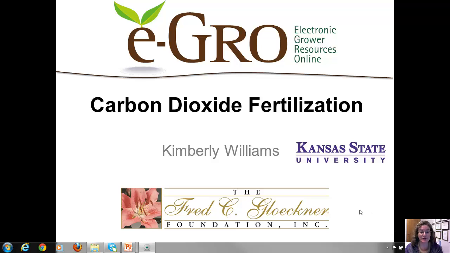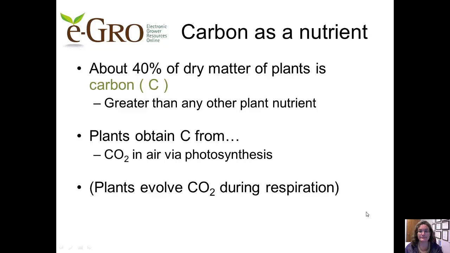Carbon dioxide fertilization. We don't often think of carbon as a plant nutrient, but in fact, it makes up about 40% of a plant's dry mass, which is greater than any other plant nutrient. Plants fix carbon from carbon dioxide in the air via the process of photosynthesis and then evolve it during respiration.